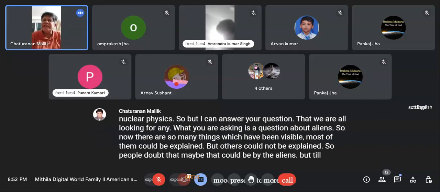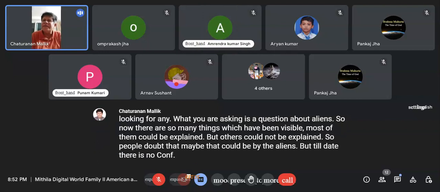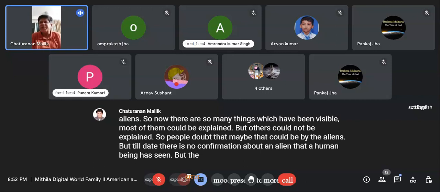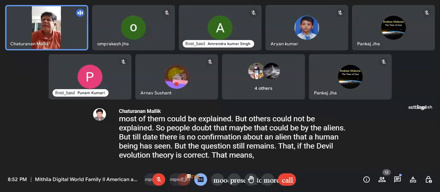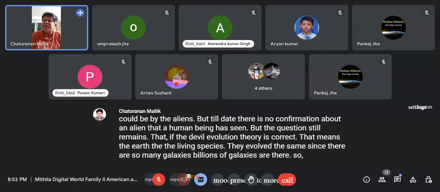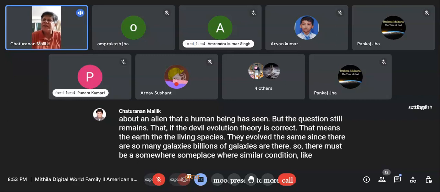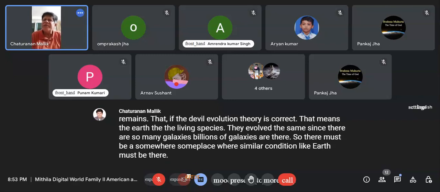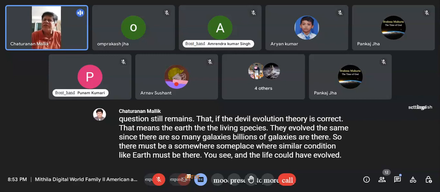But till date, there is no confirmation about an alien that a human being has seen. But the question still remains that if the evolution theory is correct, that means the Earth, the living species, they evolved the same, since there are so many galaxies, billions of galaxies. So there must be somewhere some place where similar conditions like Earth must be there. You see, and life could have evolved there.